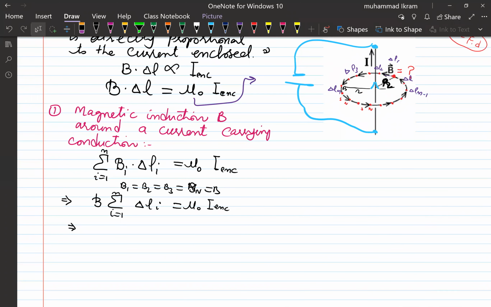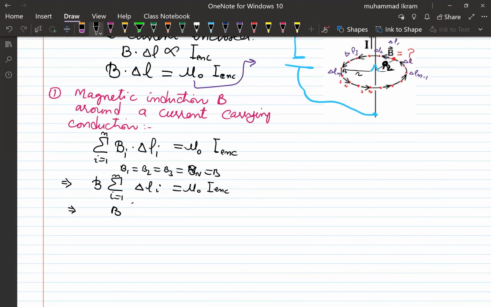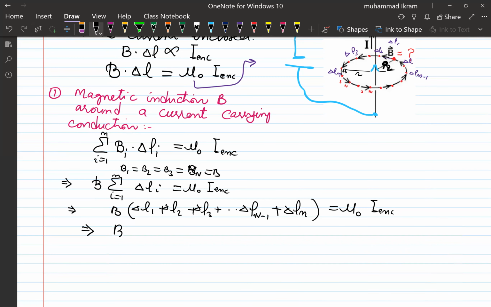And now what we can write here, look, this B, and what I'll be writing is L1 plus L2 plus L3 up to Ln minus 1 and plus delta Ln, right, into mu naught times the current enclosed by the circuit. And now what does this mean? This means that we have this thing B, and now what is this whole entire thing?